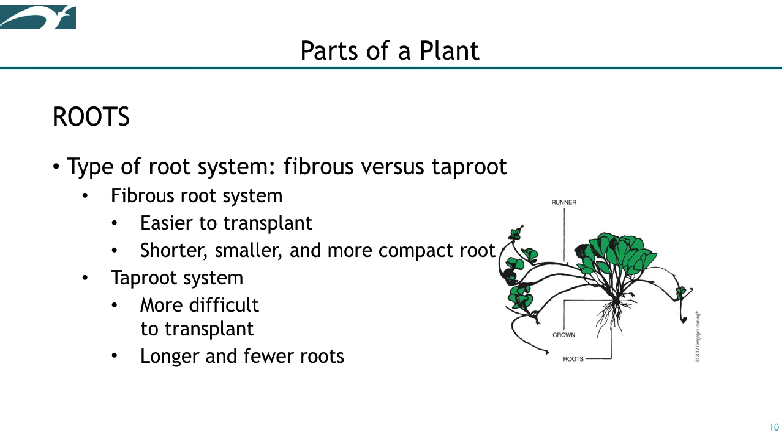As you continue to understand how the root system works, this will hone you into planting correctly. You have the fibrous root system versus the taproot system. The fibrous root system is easier to transplant. They have a shorter, smaller, and more compact root system. The taproot system is more difficult to work with as well as to transplant. They are longer and there are fewer roots.